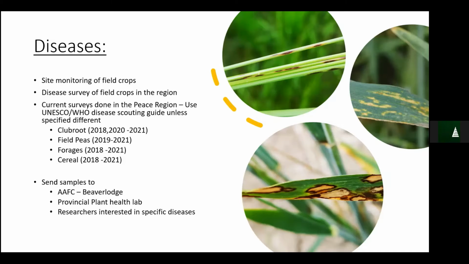So you can see that we also do field pea and forages. The forage disease sampling we do on both sides of the Peace. We do in the Alberta side as well, and that's kind of working in conjunction with Beaver Lodge. They have a pathologist at their lab there that specializes in forages, so we go out and we gather some stuff for him, and we also send some samples off now to UBC. So there's a researcher down at UBC that's interested in some forages and also cereal diseases as well. So you can see again at the bottom of the slide there, we send our samples off to Beaver Lodge, which is Agriculture and Agri-Food Canada, and the Provincial Plant Health Lab, and then some researchers with specific interest in certain diseases.